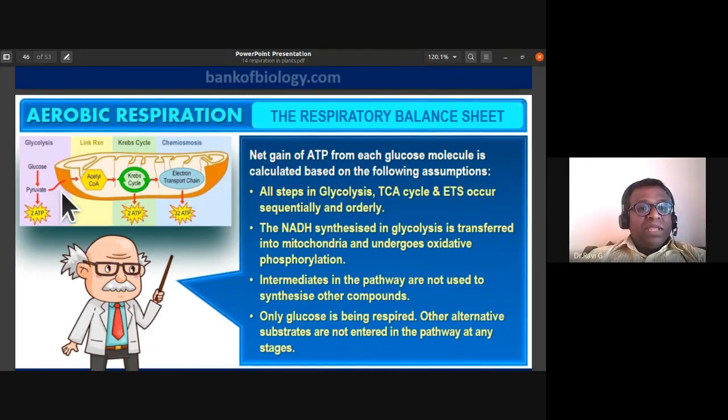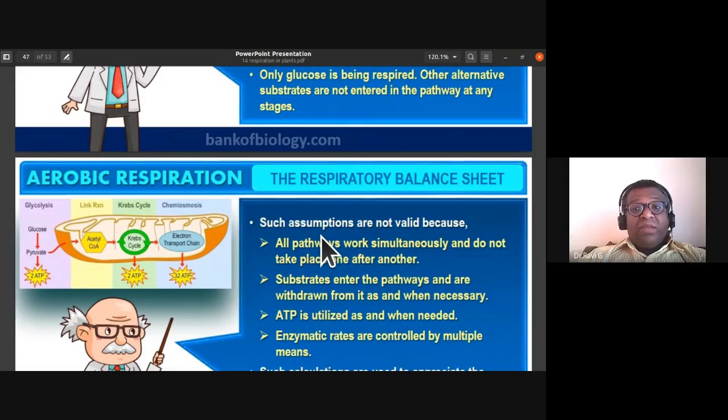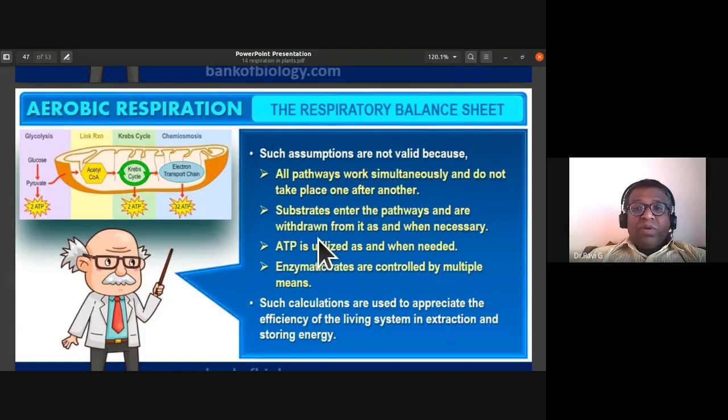Only glucose is being respired, and other alternative substrates, like lipids or amino acids, do not enter the pathway at any stage. So keeping these assumptions, we have calculated the total number of ATPs that are going to be there.